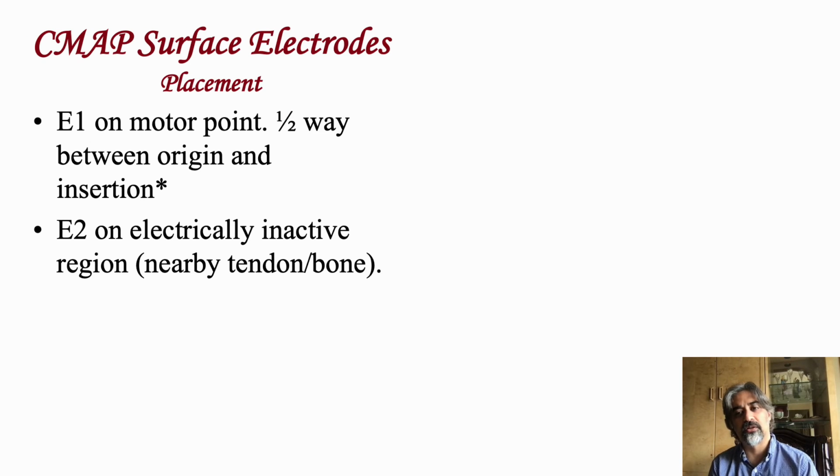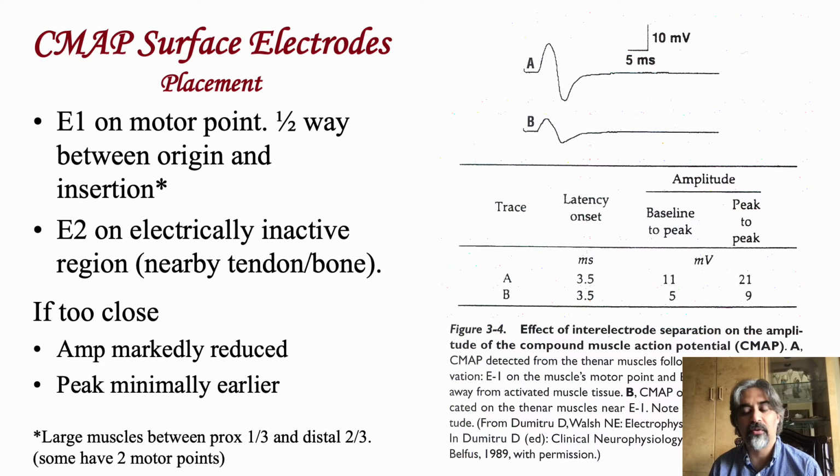Electrode placement is also crucial. By placing the active electrode, or E1, on the muscle's motor point and the reference electrode, E2, on an electrically inactive region, the magnitude of the response is maximized. Placing both over the same muscle results in a marked drop in CMAP amplitude, shortening of minimal peak latency, but no effect on onset latency. This is demonstrated here.